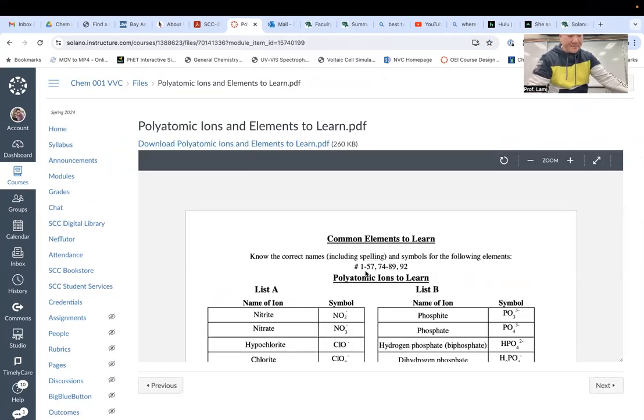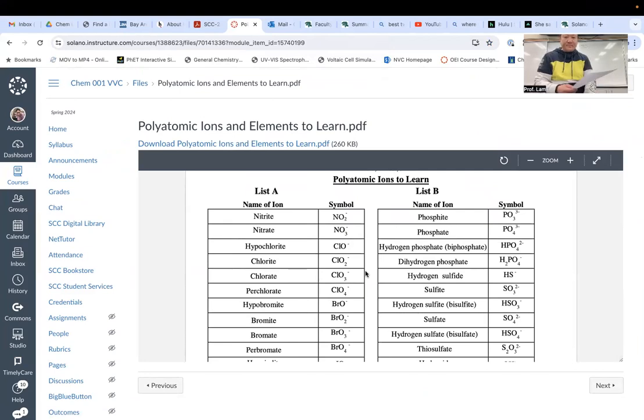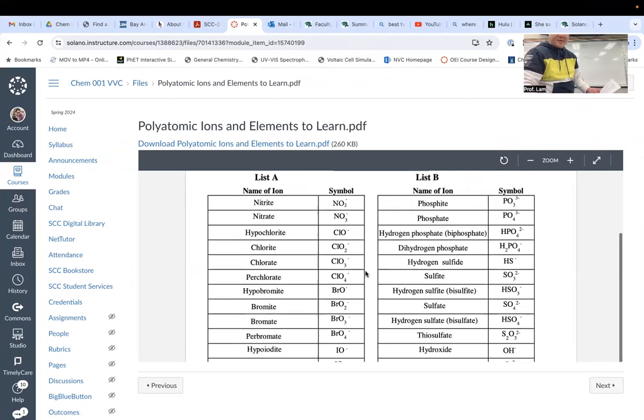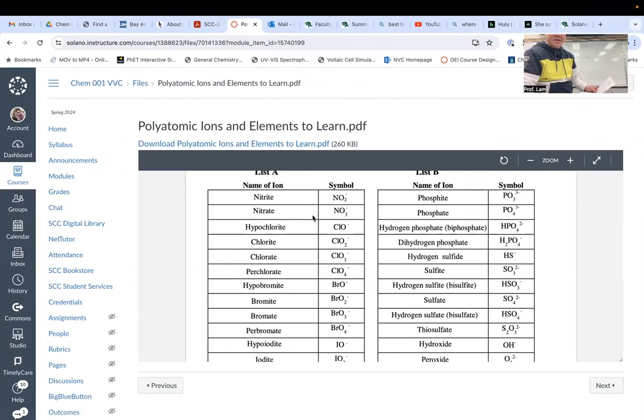You guys are looking at it, right? You should learn not just the name of the ion, but also the symbol and the charge. For example, the first one that's listed is nitrite. So if I say nitrite, you should write NO2 negative. What does that mean? The negative charge is the total charge of this entire molecule. That's why it's called a polyatomic ion.